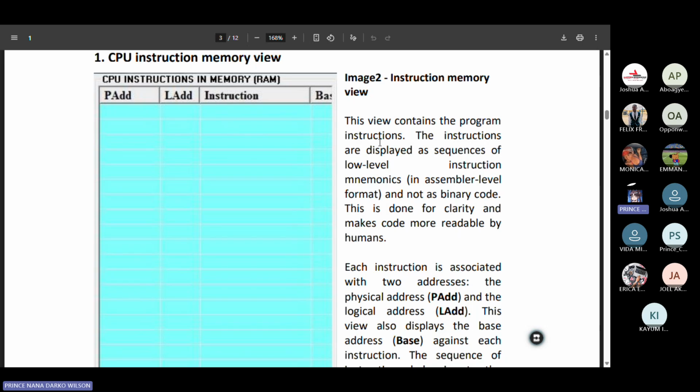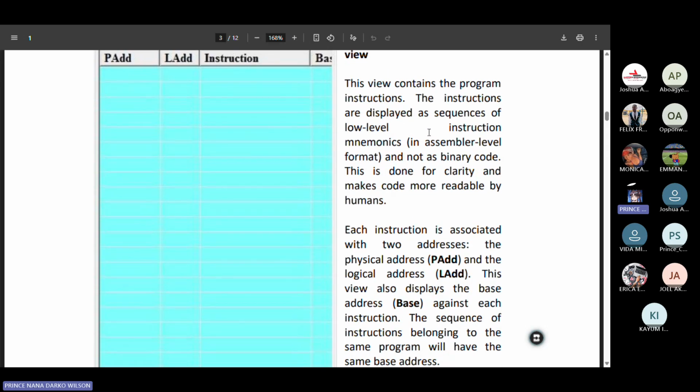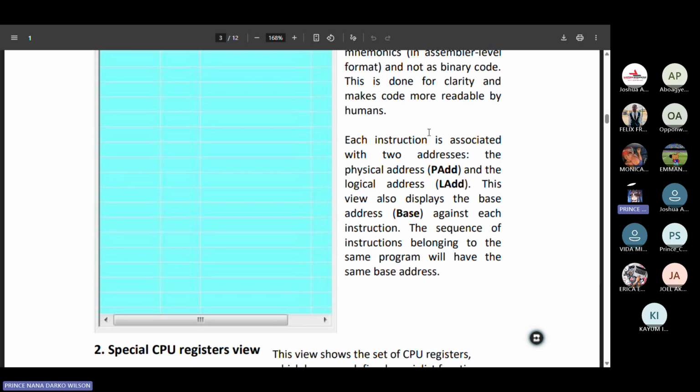It says the instructions are displayed as sequences of low-level instructions, mnemonics. You know the mnemonics like ADD, HALT, SUB, MOV for move, etc., and not as binary code. This is done for clarity, and it makes the code more readable by humans. Each instruction is associated with two addresses: the physical address, written as PAdd, and the logical address, LAdd. This view also displays the base address against each instruction. The sequence of instructions belonging to the same program will have the same base address.